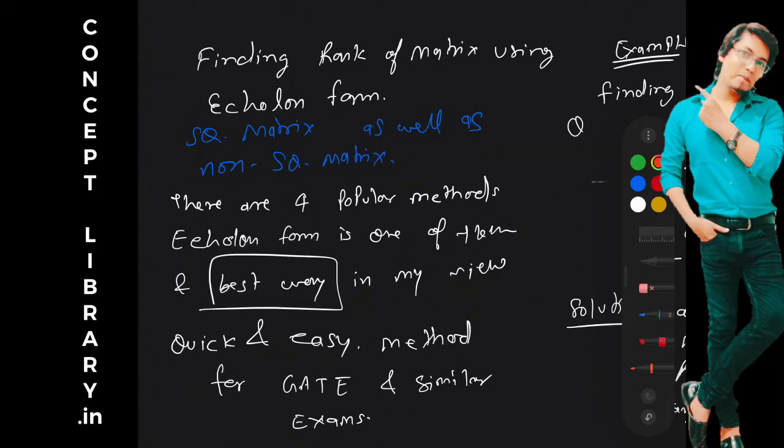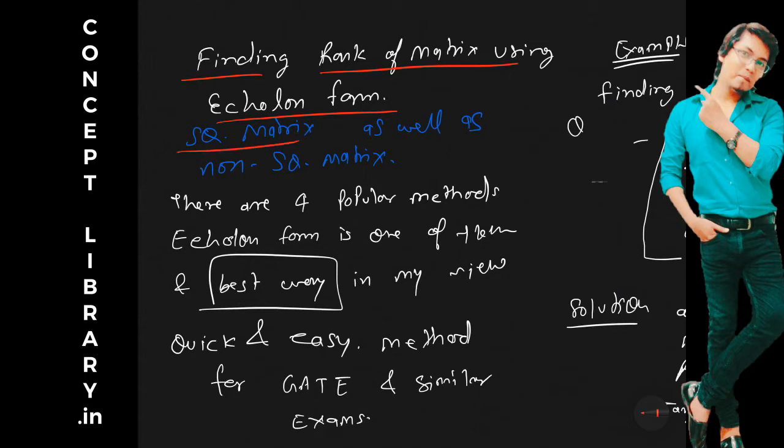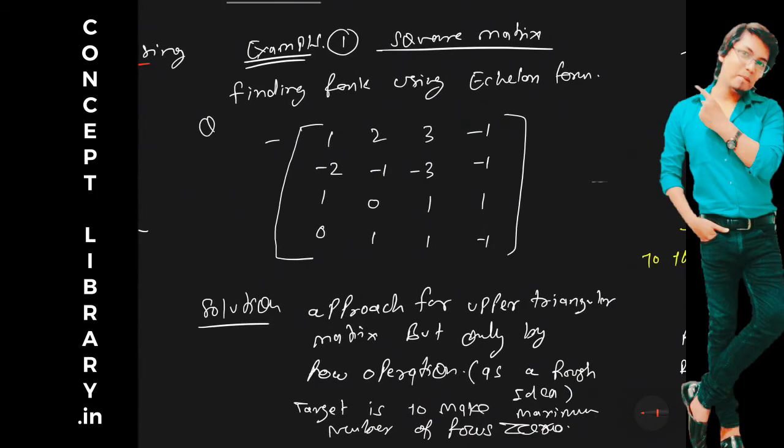So we are going to find the rank of a matrix using echelon form, for a square matrix as well as a non-square matrix. Actually there are four popular methods. Echelon form is one of them, and I feel it is the best way to solve quickly, an easy and quick way. In the GATE exam and similar exams, we must use echelon form if they ask for the rank of a matrix.